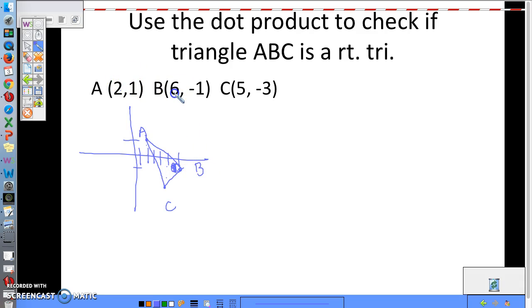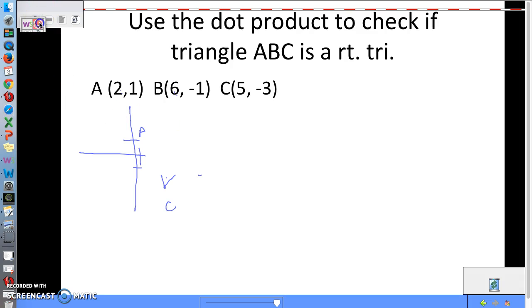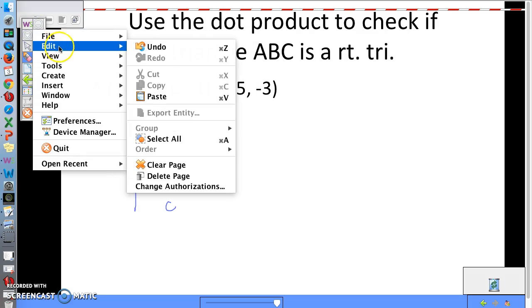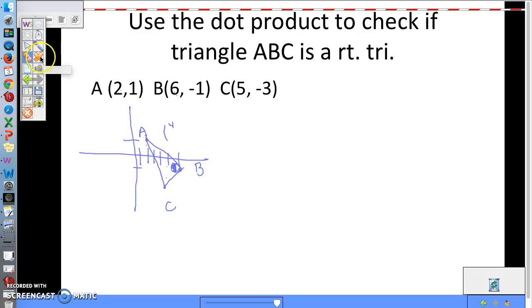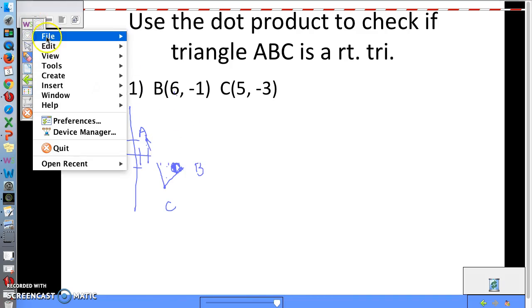So A to B. Let's see here. 2 to 6 is 4. But do you know what we're going to do? We better look at what, oops, that totally went away. Let's see if we can undo that. Edit, undo. So let's go. It's looking like this is a right triangle. So let's see. What is our vector from B? Oh my goodness. I am so sorry, you guys.